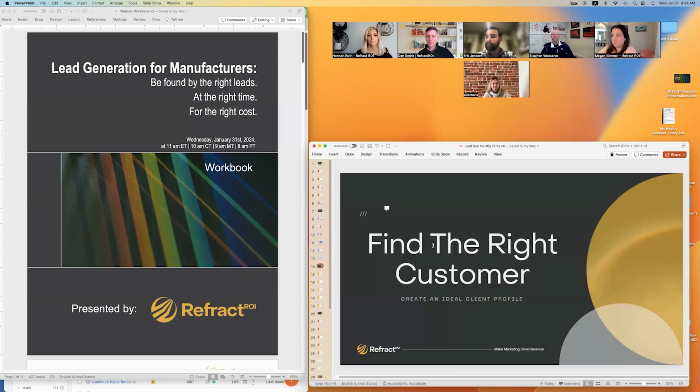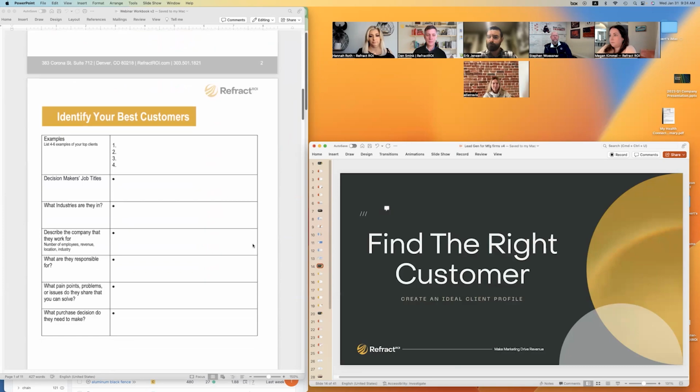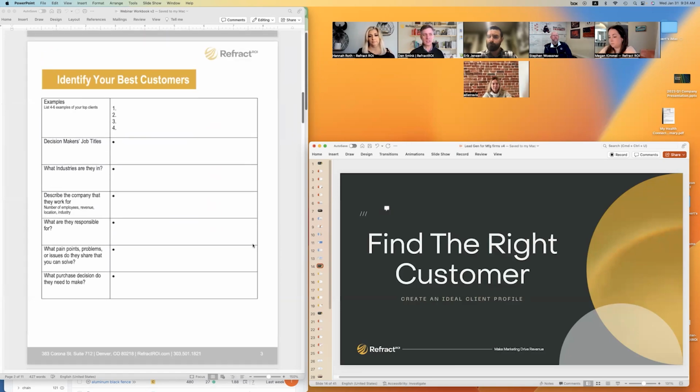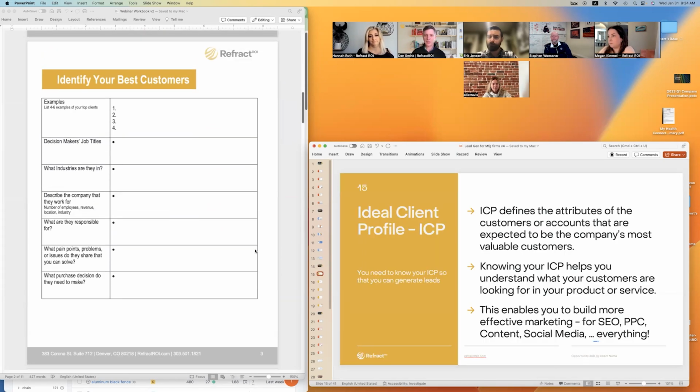So the first thing we're going to talk about as we're looking at driving cost-effective leads is finding the right customer. So scroll to your workbook to the section where it says on page 3, identify the best customers. Ideal client profile is basically the attributes of the person that you most want to sell to. You develop your buyer personas from this, but at the core of this, you want to have a really good understanding of who your ideal customer is. And so that helps you not only understand them, helps you understand what they're looking for, and helps you understand how to talk to them.